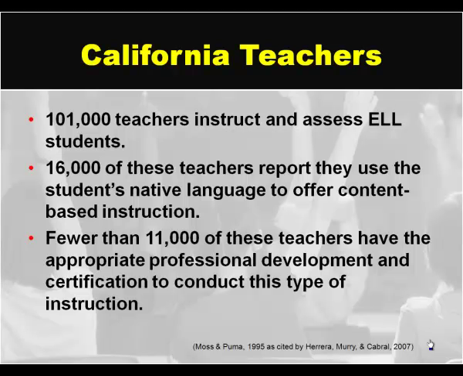California teachers. 101,000 teachers instruct and assess ELL learners. 16,000 of these teachers report they use the student's native language to offer content-based instruction. Fewer than 11,000 of these teachers have the appropriate professional development and certification to conduct this type of instruction.